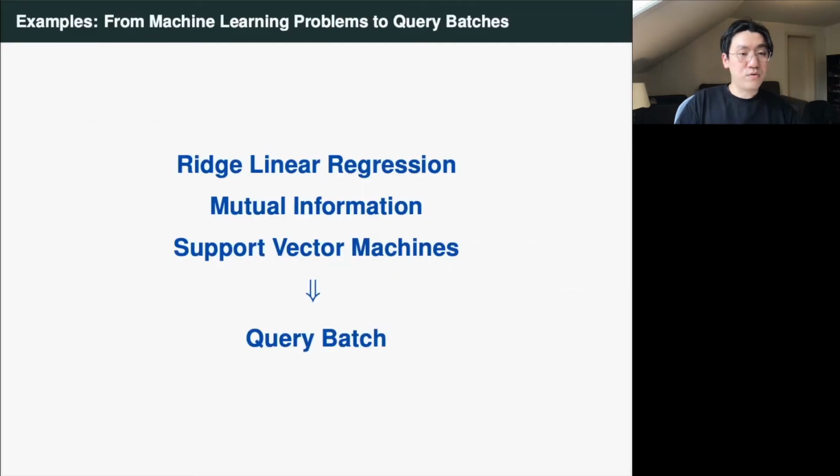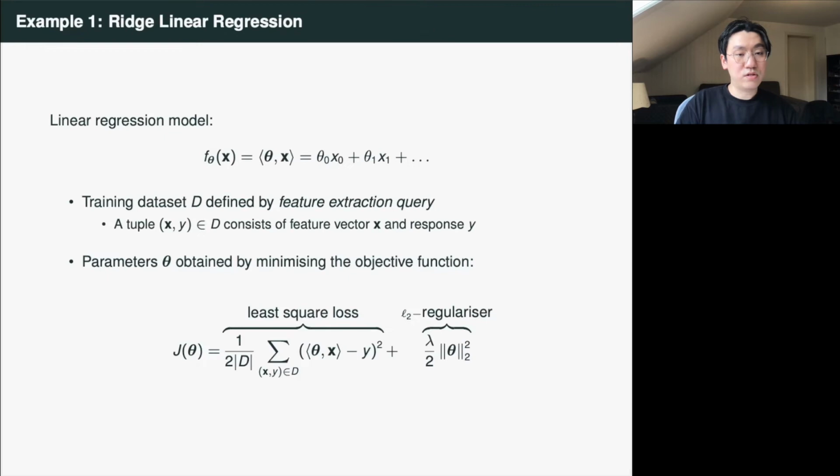I will next show you three examples of turning the machine learning problems into query batches. Let's look at the ridge linear regression model first. The linear regression model is defined by this linear function of two vectors, theta and x, where theta is the vector of parameters we want to learn, and x is a sample from the dataset. The model computes the prediction for this sample x by the dot product of the two vectors, which means the sum of the corresponding theta and data value x.